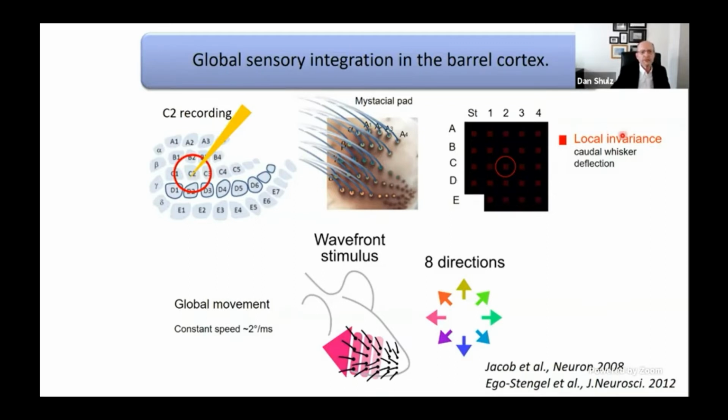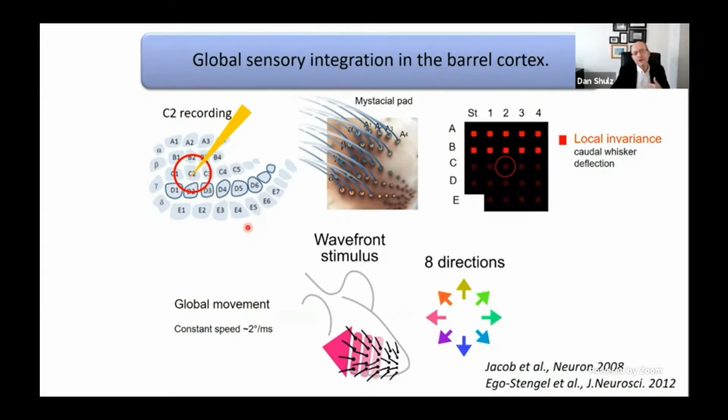And we recorded neuronal activity in the C2 barrel, and this kind of stimulation allows us to disambiguate local from global sensory integration, because locally each whisker has been deflected in the same way. All the movements are caudal. But with this, we can generate sequences in 8 different directions that are depicted here. So you have to imagine it's like you move an object across all the whiskers in different directions, and then you record activity in the C2 barrel.